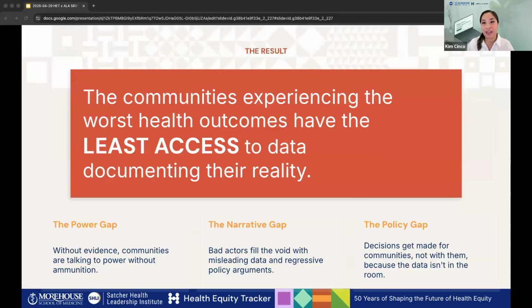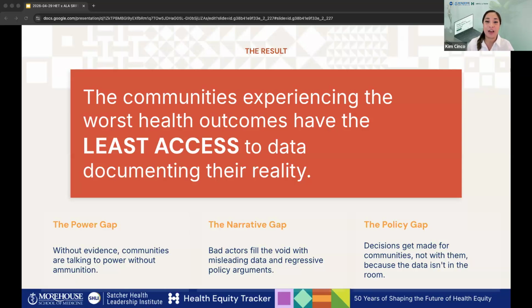Put all four of those barriers together, and you get something that should make all of us uncomfortable. The communities experiencing the worst health outcomes have the least access to data documenting their reality. That creates three gaps that compound on each other: a power gap, where communities go into policy conversations without the ammunition they need; a narrative gap, where in the absence of accessible data, misleading or regressive narratives fill the void; and a policy gap, where decisions get made for communities, not with them, because the evidence isn't in the room.